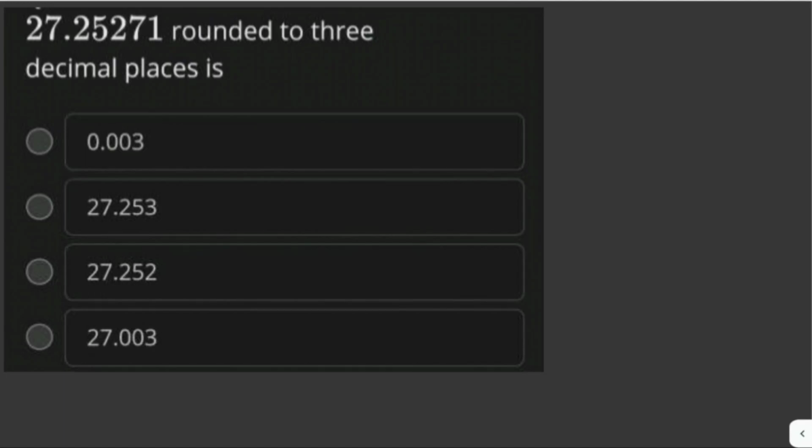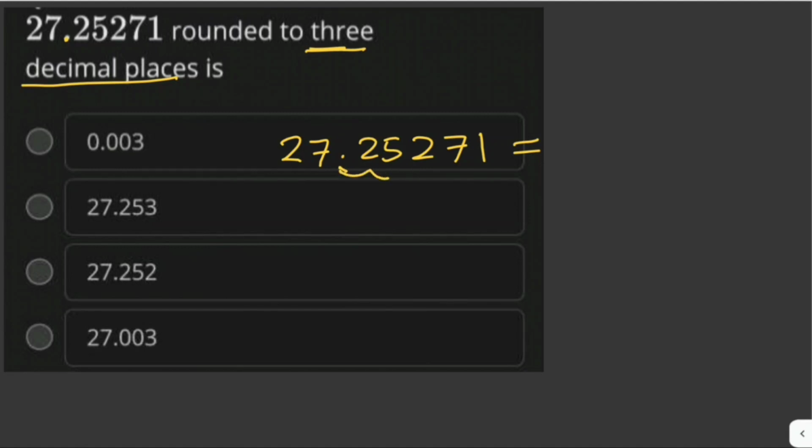$27.25 rounded to 3 decimal places. So decimal places are the numbers after the decimal point. So this is our decimal point. It says here 3 decimal places, so we can write 27.25 in 3 decimal places. So we count 1, 2, 3.